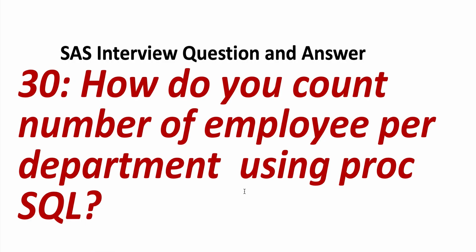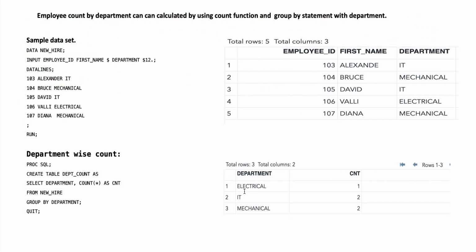SAS interview question and answer. Question number 30. How do you count the number of employees per department using Proc SQL? This question is asking how you get the employee count by department using Proc SQL. Employee count by department can be calculated by using the count function and group by statement with department.